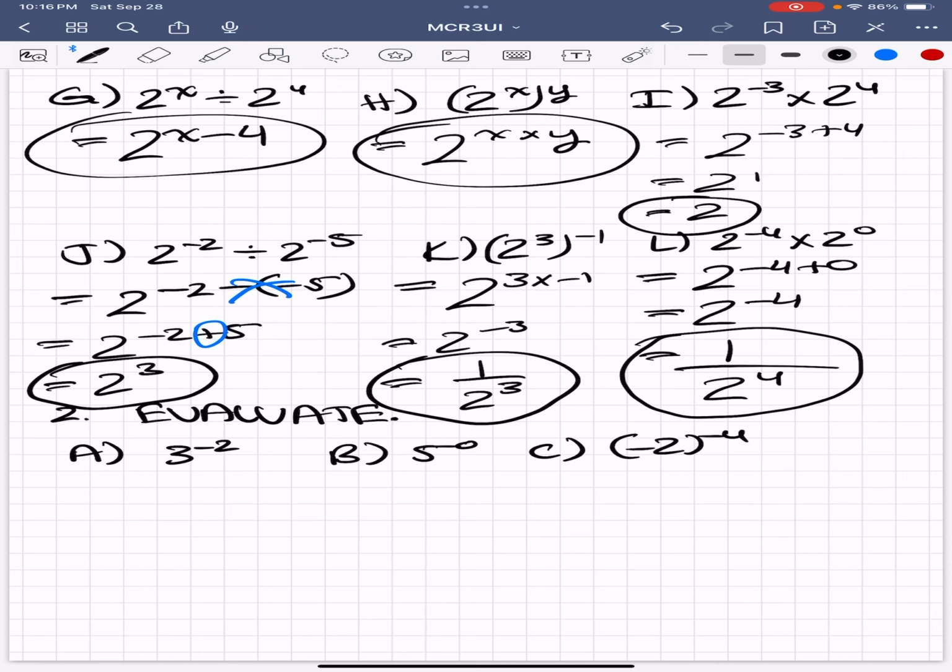We have bases that are the same, and multiplication, meaning we add the exponents using exponent law number 1, product of powers. We add -4 and 0, and then use exponent law number 7, the negative exponent law, to get a final answer with no negative exponents. And again, our final answer is 1 over 2 to the power of 4. And now we're going to move on.